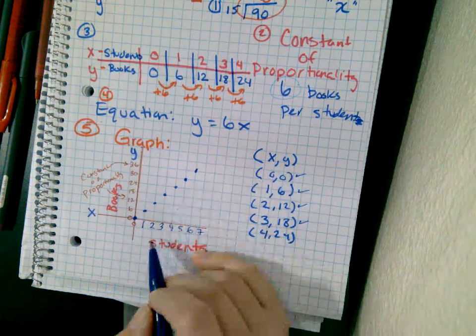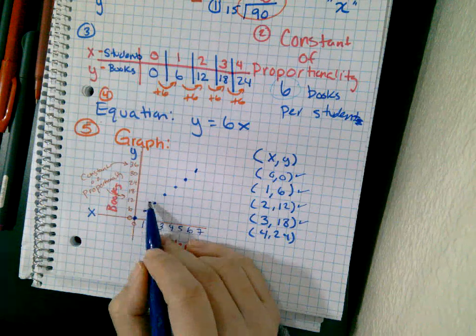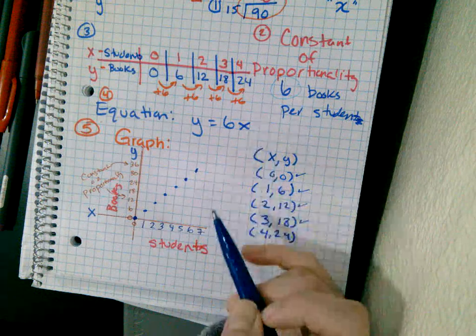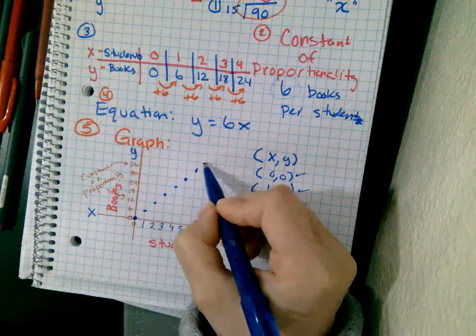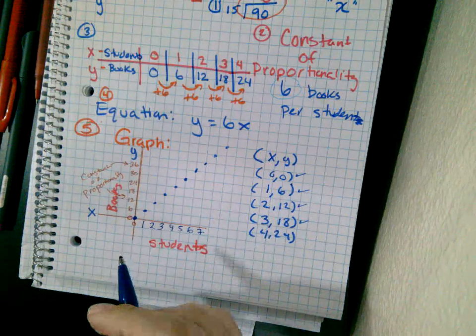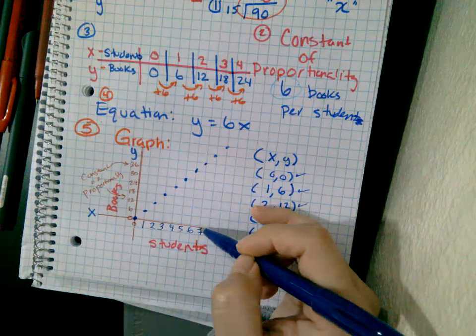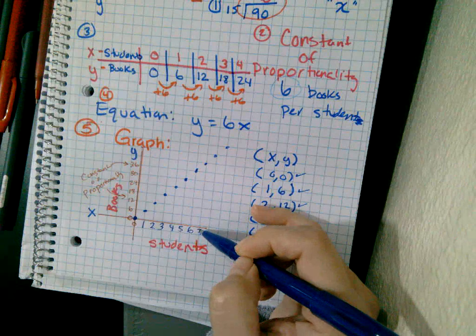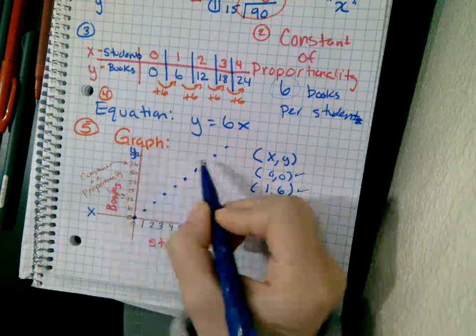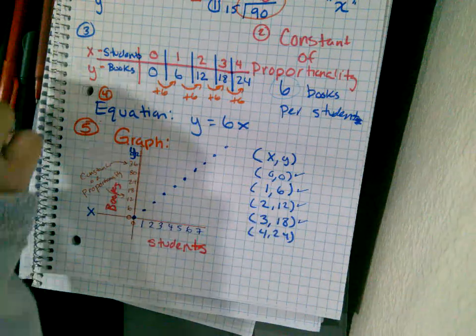If you notice, it just goes up 1, over 1, up 1, over 1, up 1. So you can actually put more dots in your table, right? You can just keep going. It goes on forever. And then you can answer questions, right? If I have 7 students, how many books do 7 students get? Oh, 7 students would get, it's not even on here, 42. Oh, okay, the answer is 42.